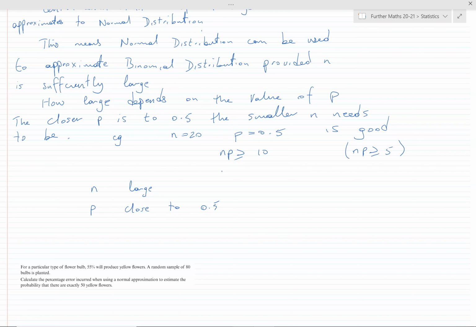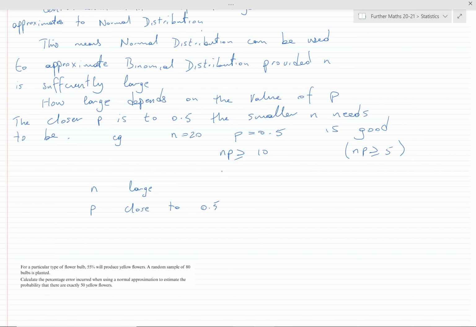It gets better as n is large, and the larger n is, the better it gets, and the closer p is to 0.5, the better it gets. But the one thing I would say is, p close to 0.5 doesn't mean you can have small n. It needs to be at least about, I would say, over 10 even when p is 0.5. Okay, so hopefully that gives you the gist.